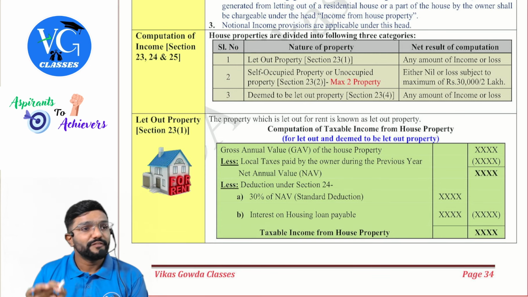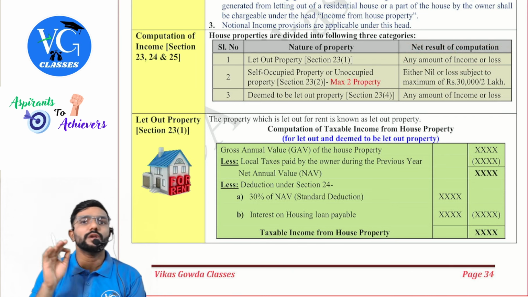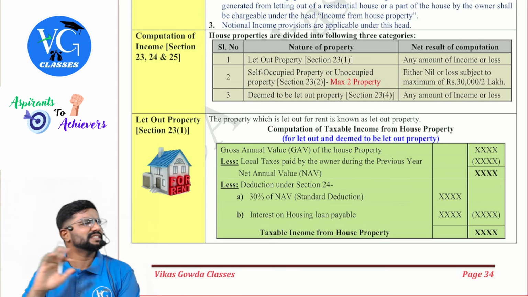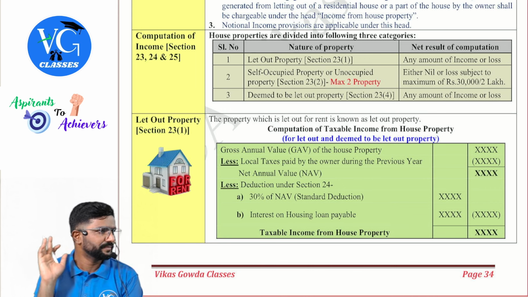First, for a let out property, an assessee can have any amount of income or loss. Can he have 10 lakh loss, 20 lakh loss, 30 lakh loss? Yes, he can have any amount of loss because for interest there is no restriction here.